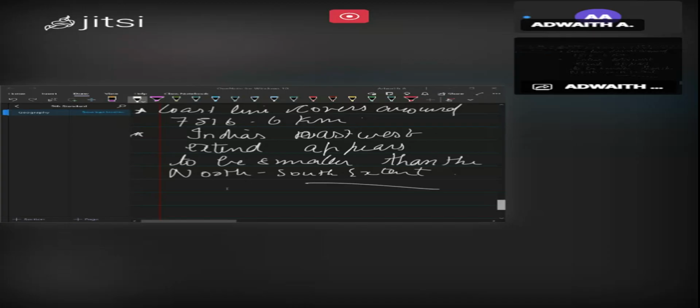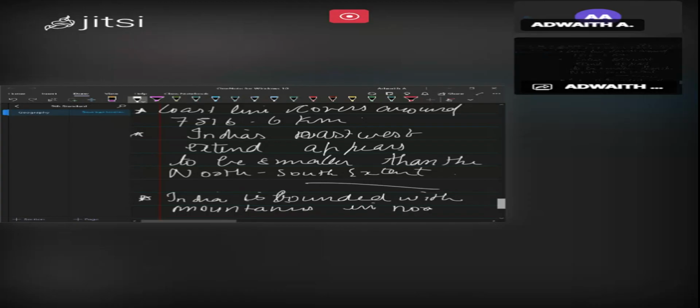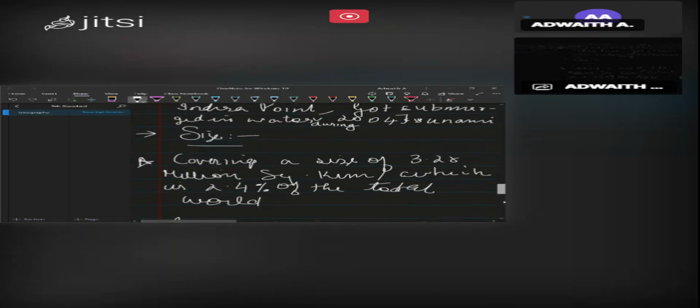Now we learn about India's, again one more point, two more points maybe. India is bounded. Bounded means boundary. India is bounded with mountains in the north, northwest.